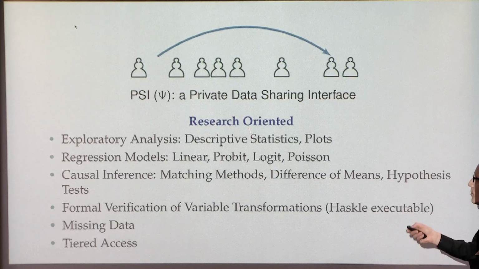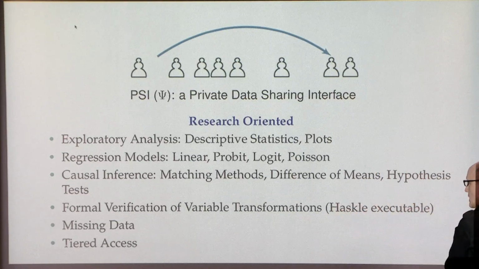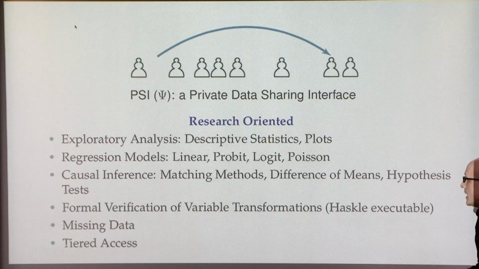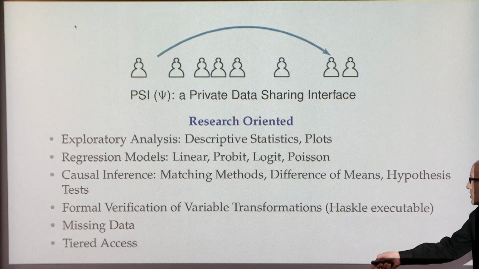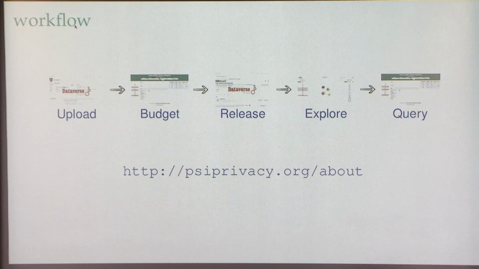So if you can automate that and provide access to other data sets that do not have that level of staffing ability, then you would open up a lot more data and make the correct matches between researchers and the data that they're trying to discover. Okay. I talked about variable transformations, missing data, tiered access. Let me walk you through the workflow here.